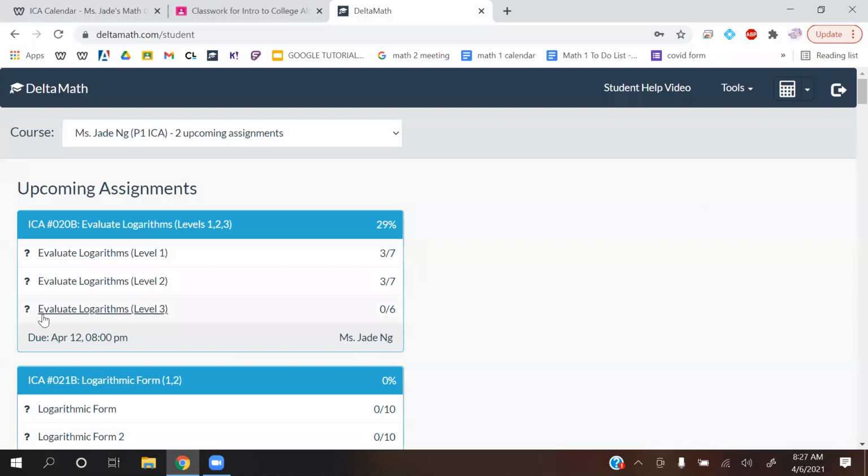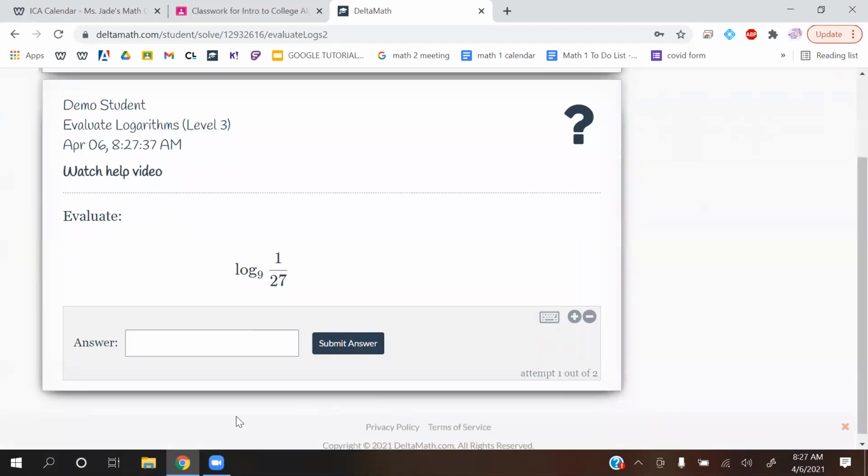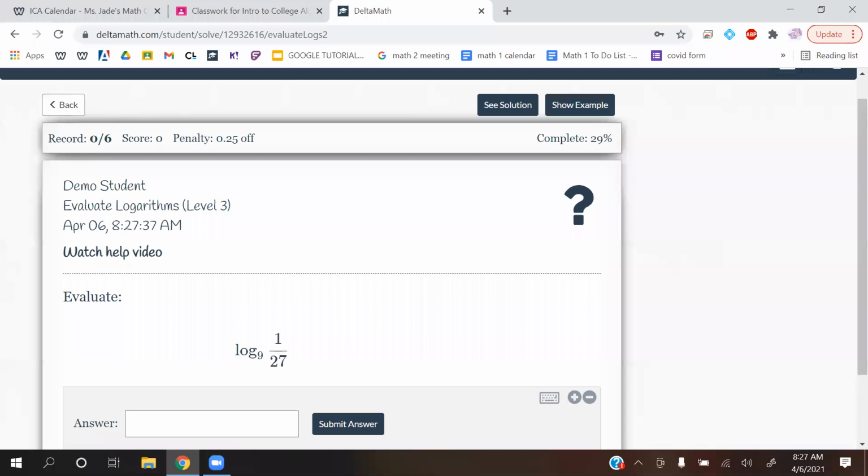Last category is evaluate logarithms, level 3. So click on that. Okay, so it's kind of similar to level 2. I honestly don't quite know the difference, but well, actually no, I do know the difference. Let's work on this one together. So let me turn on our annotation.